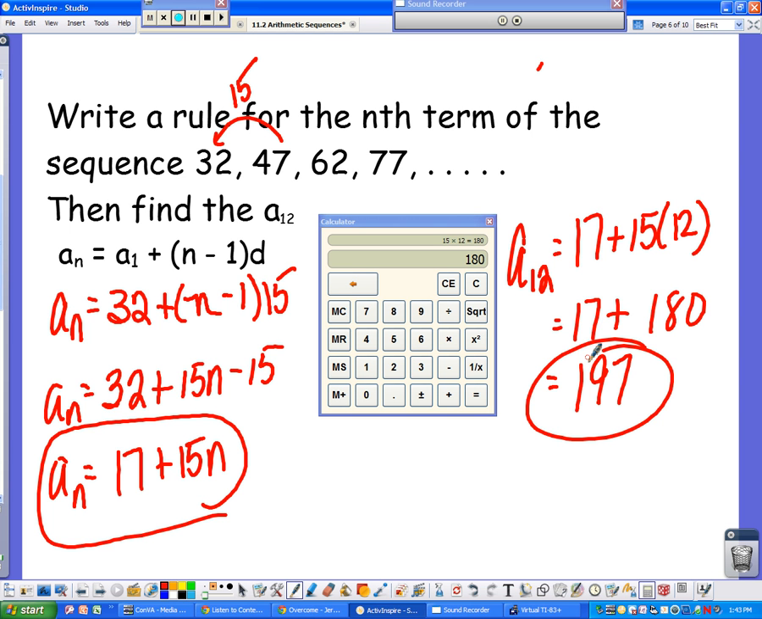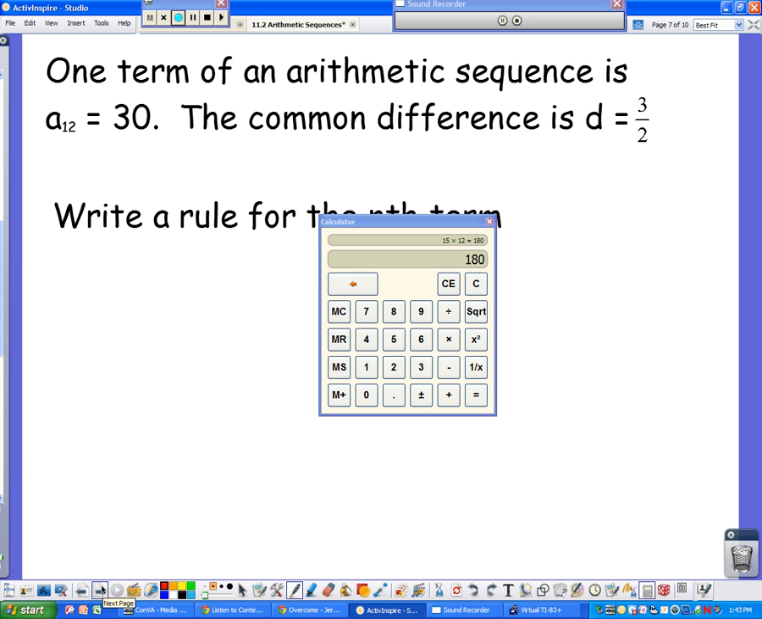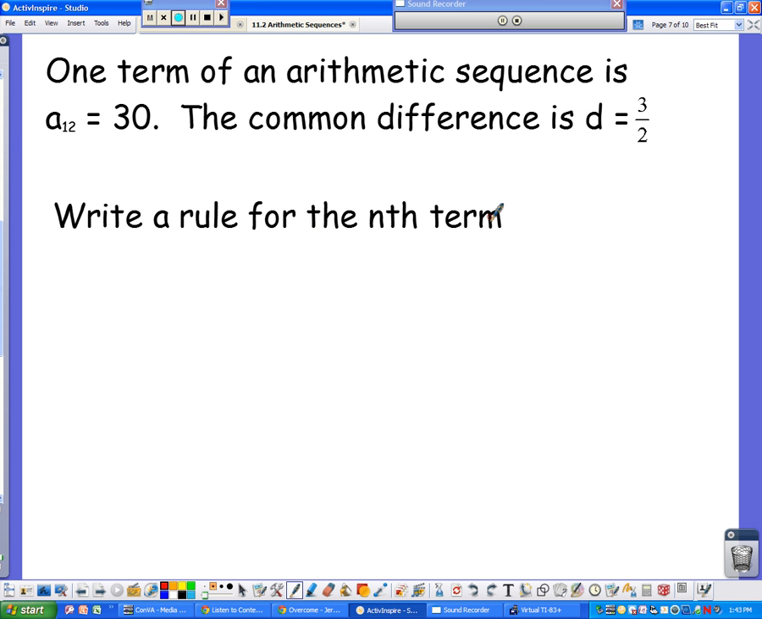All right, well, let's take one a little bit different. Let's say I wanted to find the rule, but here's the information that I know. It says one term of an arithmetic sequence is a sub 12 equals 30. The common difference is d equals 3 over 2. Write a rule for the nth term.